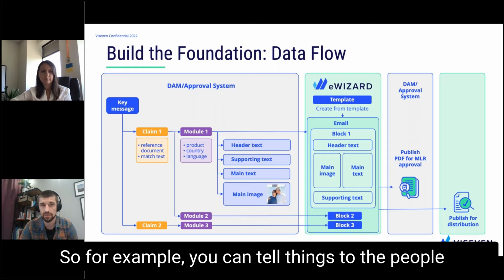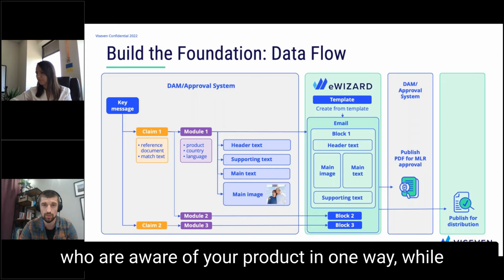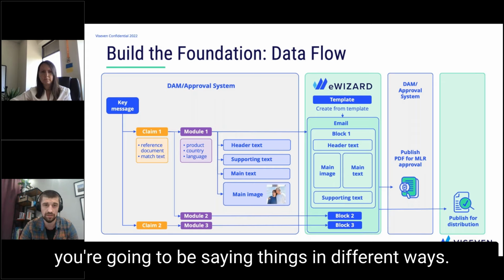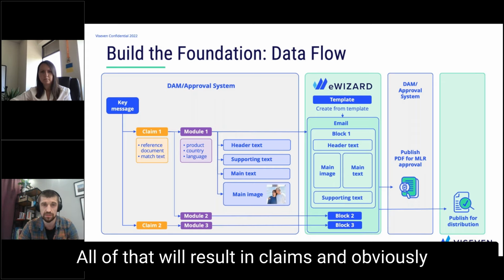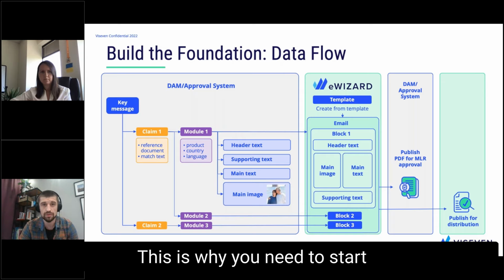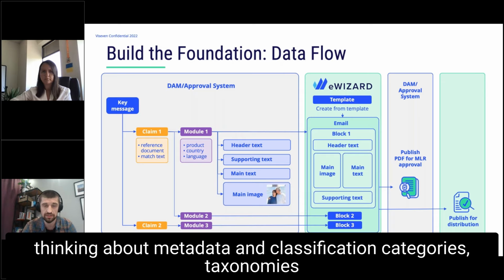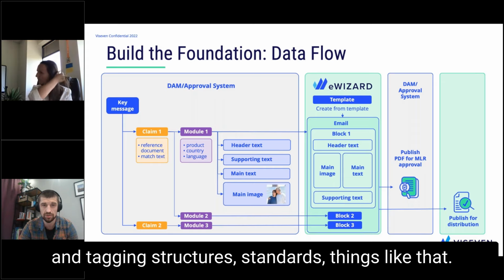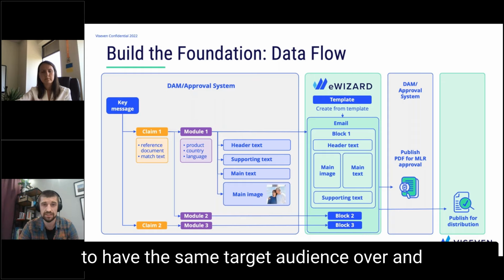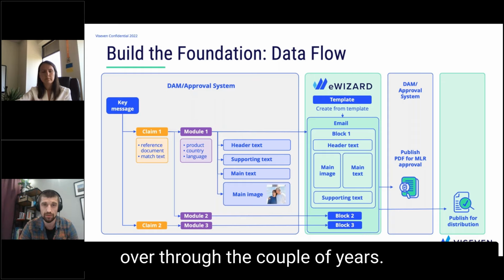So for example, you can tell things to the people who are aware of your product in one way, while for the people who are totally unaware of your product, you're going to be saying things in a different way. All of that will result in claims, and obviously modules that you intend to support those different claims, they would be different. This is why you need to start thinking about metadata and classification, categories, taxonomies, and tagging structures, standards, things like that, again, ahead of time, because you are likely to have the same target audience over and over through the couple of years.